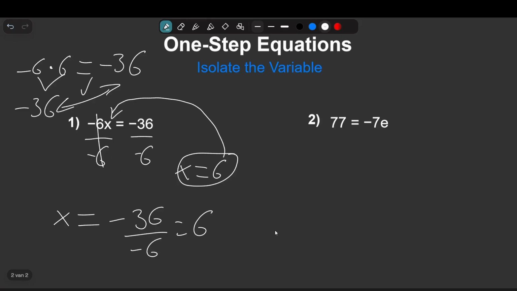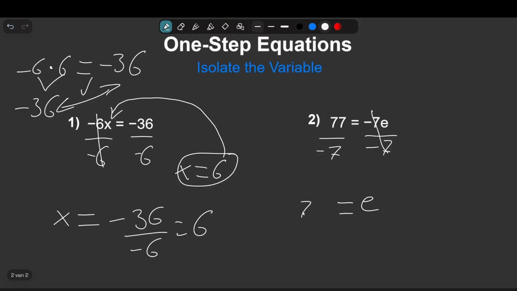So now let's get straight into the second example where we have 77 equals -7e. So again, the first thing we're going to do is isolate our variable by using the opposite or inverse operation. Again, we're dealing with multiplication, so we're going to use division. So we're going to divide both sides by -7. Again, -7 divided by -7 will cancel each other out, so we are just left with our variable of e.